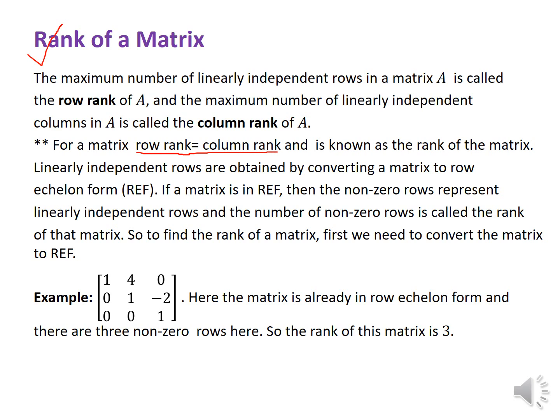So to find the rank of a matrix, first we need to determine the linearly independent rows of that matrix, and the linearly independent rows are obtained by converting the matrix to row echelon form. If a matrix is in row echelon form, then the non-zero rows represent the linearly independent rows and the number of non-zero rows represent the rank of that matrix. So to find the rank of a matrix, first we will convert the matrix to row echelon form.